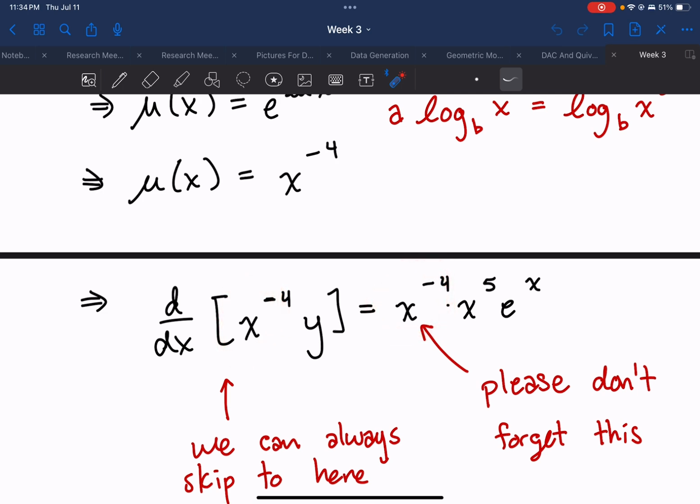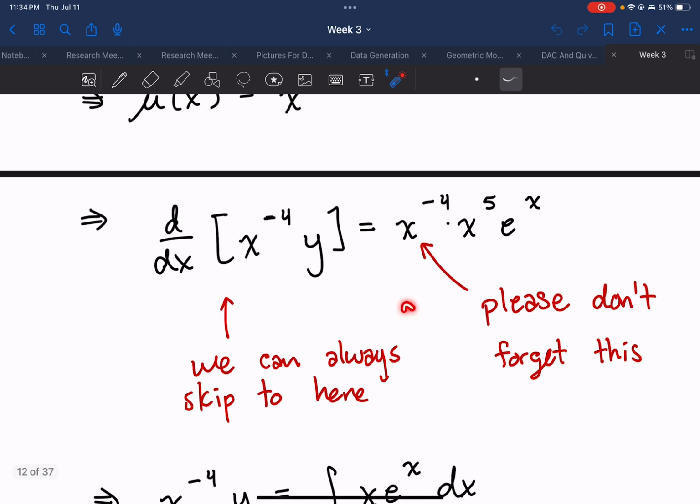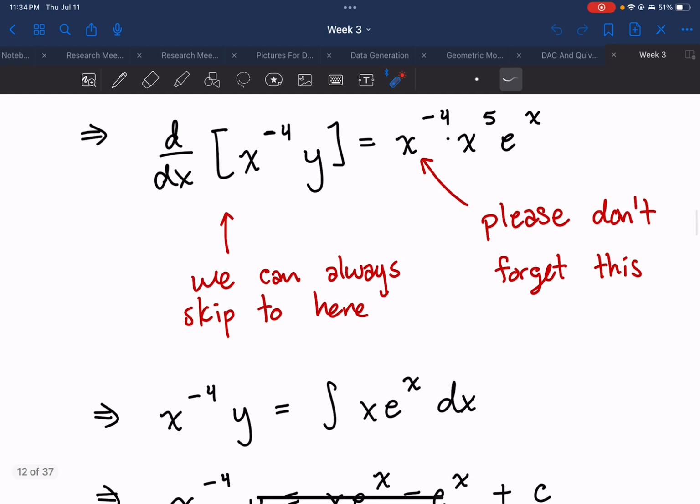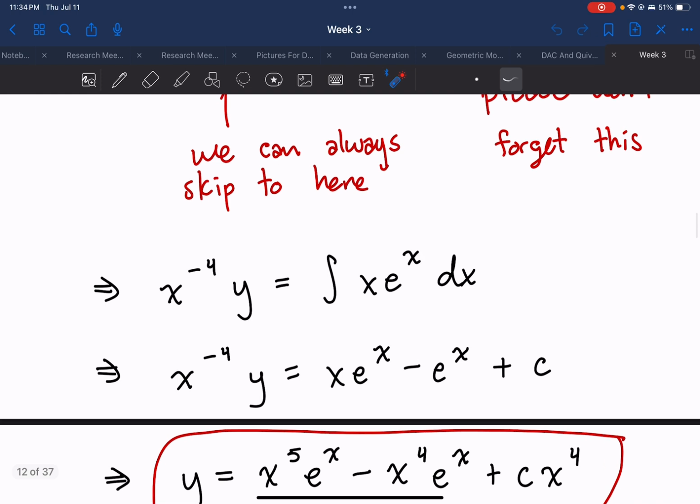Okay, so when I combine these together, I'm going to have x e to the x after simplifying this side. To get rid of the derivative, I'm just going to integrate both sides. The integral and the derivative over here cancel, and I just got to find the integral of the right-hand side. So I've got x to the negative 4th y equals the integral of x e to the x.